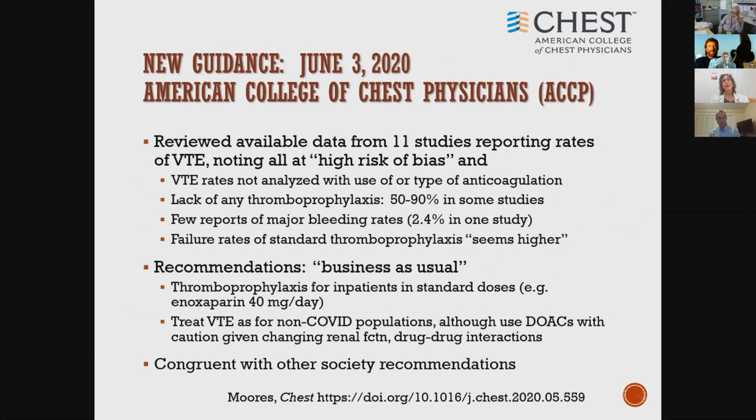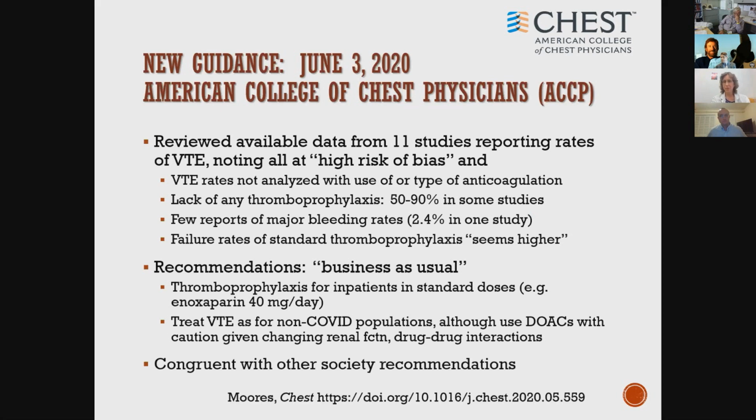And then the ACCP came out with its guidance last week. The ACCP is an entity that in thrombosis we look to. They sit, they ruminate over data, and they issue very detailed guidelines. They looked at the same data and more that we looked at. They didn't believe it, and they recommend business as usual. So they acknowledge that there may be failure of standard prophylaxis, but the data are scarce and not rigorous. They recommend thromboprophylaxis for inpatients, whether in the unit or on the floor, and to treat VTE as usual. One could consider extended prophylaxis, but they were not enthusiastic. And I must say this is congruent with every other society's recommendation.